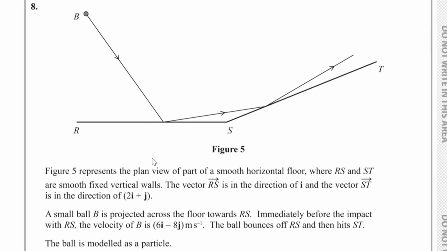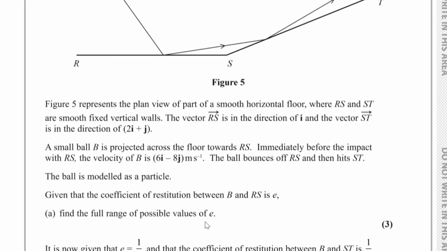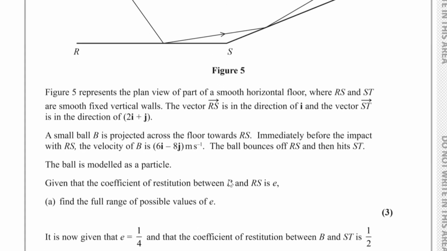Question number 8. Figure 5 represents the plan view of part of a smooth horizontal floor where RS and ST are smooth fixed vertical walls. The vector RS is in the direction of I and the vector ST is in the direction of 2I plus j. A small ball B is projected across the floor towards RS. Immediately before the impact with RS, the velocity of B is 6I minus 8j meters per second. The ball bounces off RS and then hits ST. The ball is modelled as a particle. Given that the coefficient of restitution between B and RS is E, for part A we have to find the full range of possible values of E.